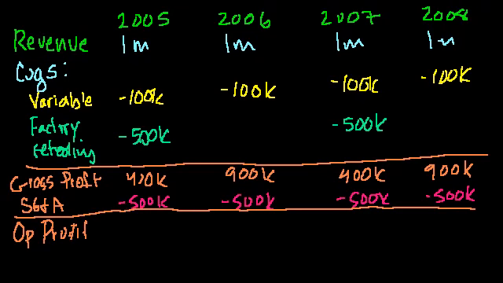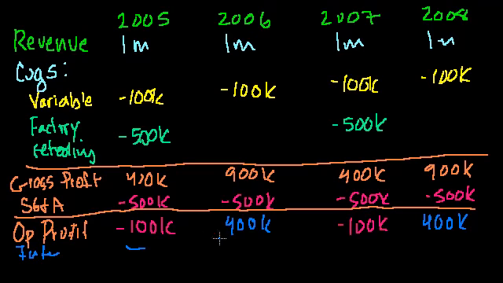In this year it's minus 100K. Here it's also minus 100K. But then in these years they make money: it's 400K and 400K. And then we could take this down. Let's say they have no interest expense, because that's not the point of this video.